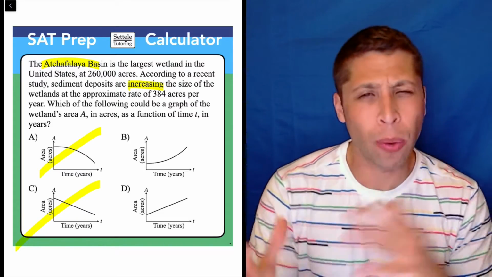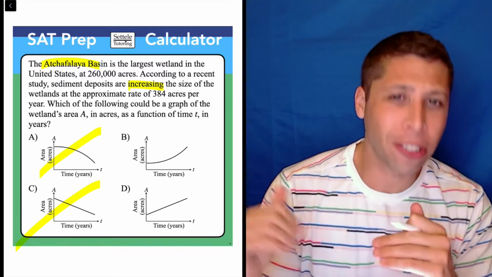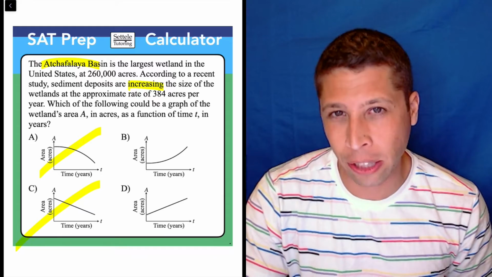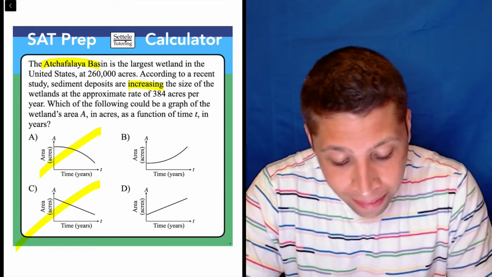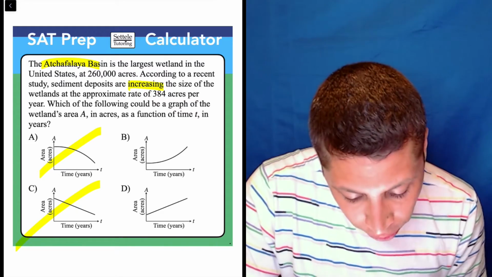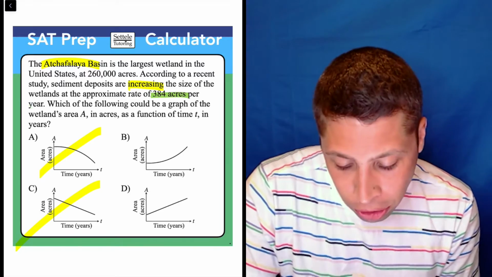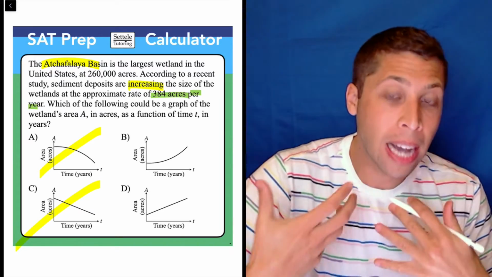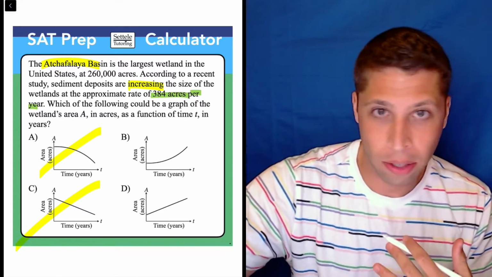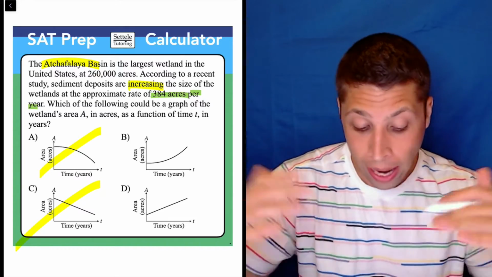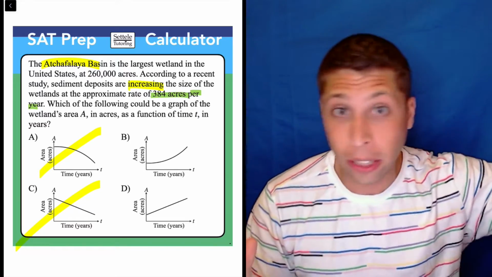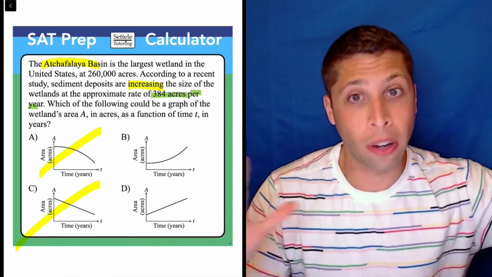Now we have to decide whether this thing is going to be a line or is it going to curve up. That would be an exponential function. So we need to think about how this increase is increasing. And they do say that it is increasing at 384 acres per year. So what that tells us is that we have a constant rate of increase, right? It's always 384 acres per year. It doesn't matter whether it's this year, 10 years from now, 30 years from now, 384 acres is our change.